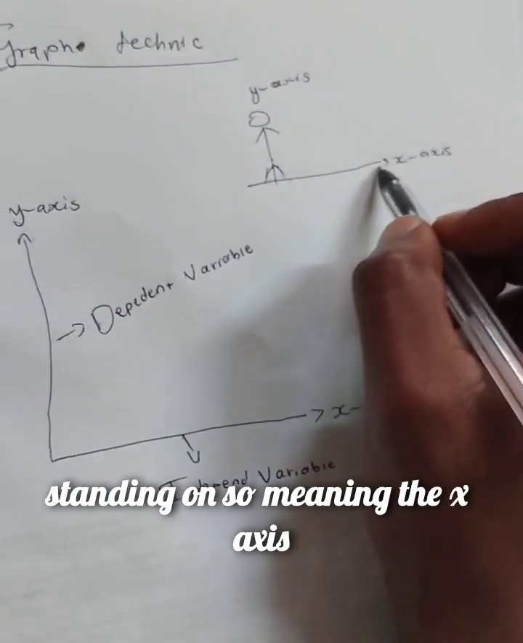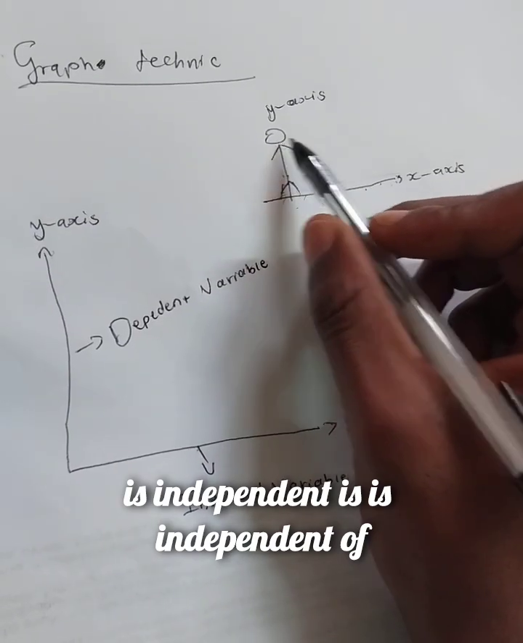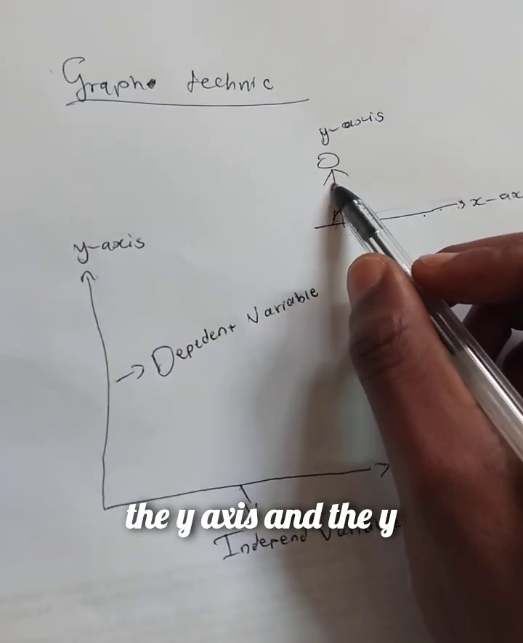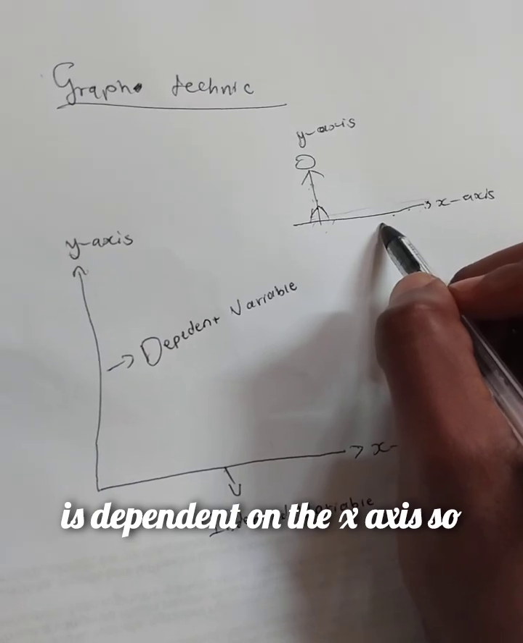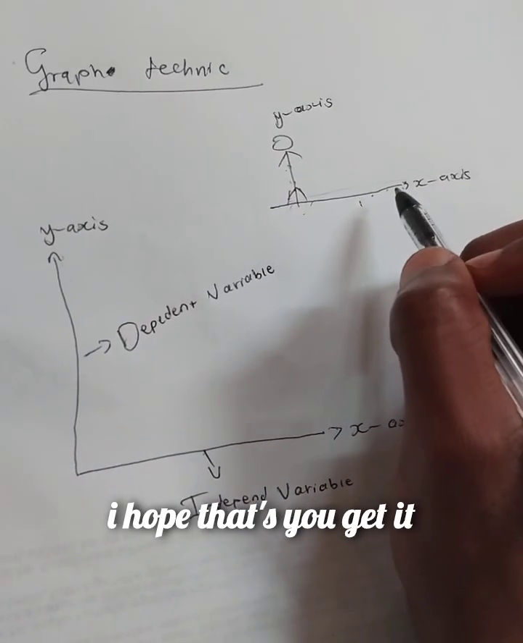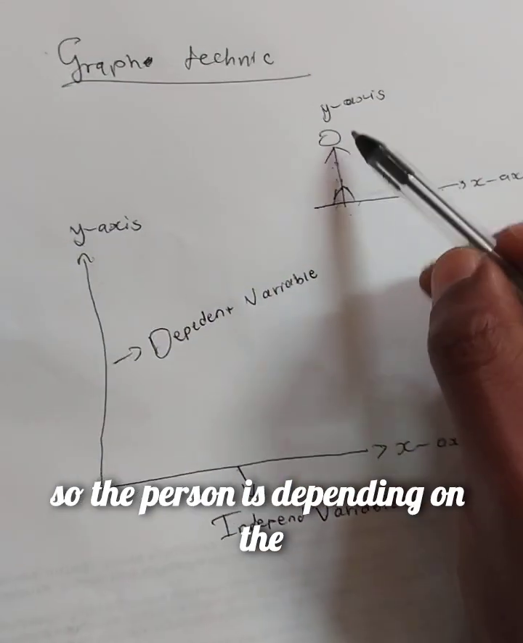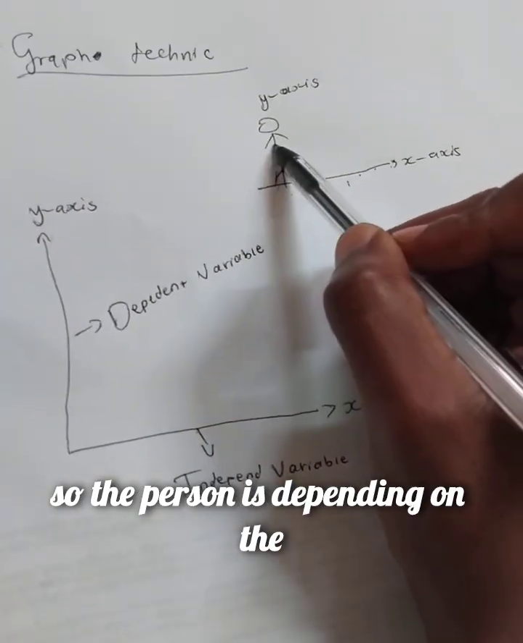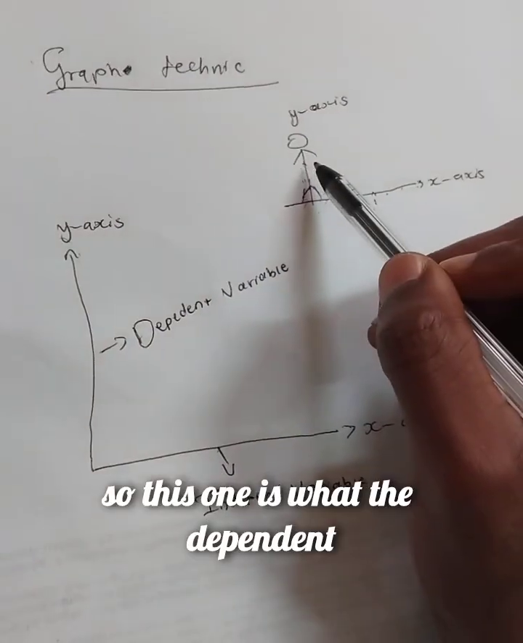So meaning the x-axis is independent of the y-axis, and the y-axis is dependent on the x-axis. I hope you get it correctly. I'll repeat this one. The person is depending on the ground, because without the ground the person will fall. So this one is what?